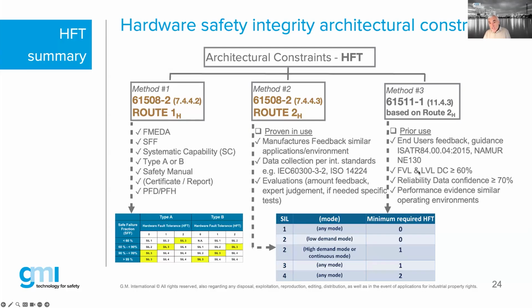Well, the end user can use this table 6, which is the simplified table. So either prior use, but again, the end user needs to prove this, or the proven use, but again, the manufacturer needs to prove that. Both are allowed to use the simplified table. When this is not available, which is often not available in the market, well, then we are going back to the 1998 edition 1 method, which is still valid in edition 2, which is called the Route 1H.